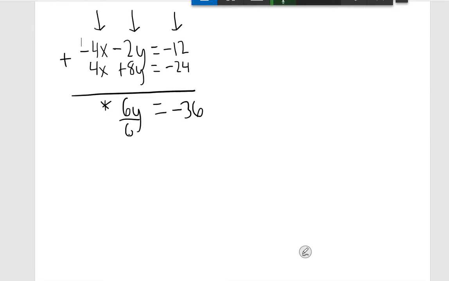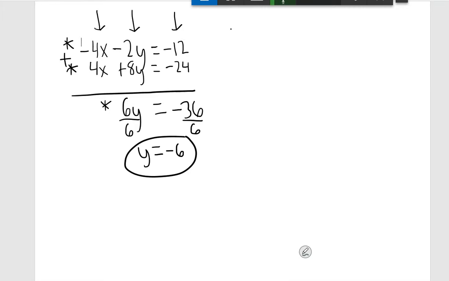To get the y alone, we have to get rid of the multiplication of 6 by dividing by 6 on both sides. So y equals negative 6. This is the y-coordinate of where these two lines cross each other. This is the y-coordinate of our solution.